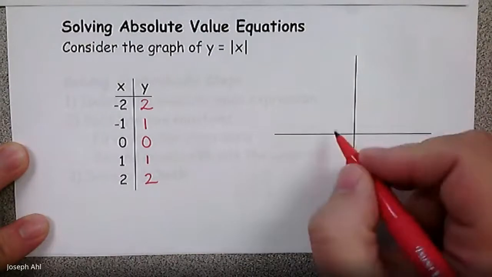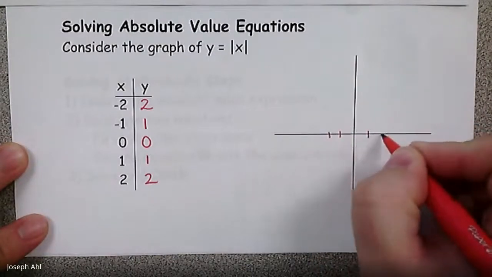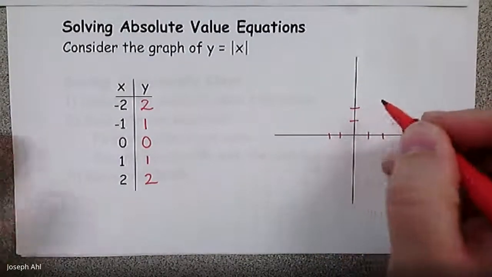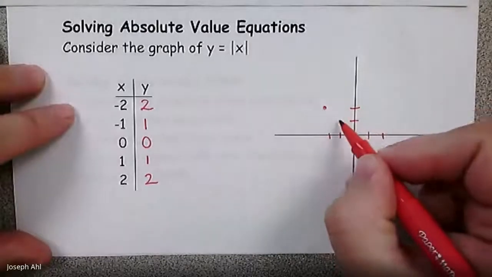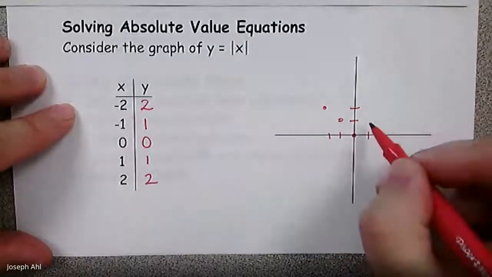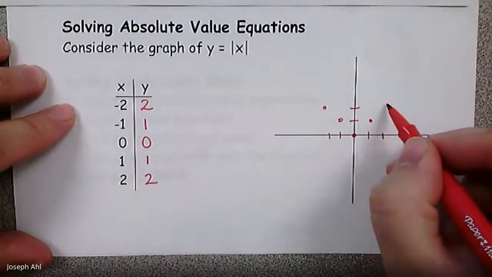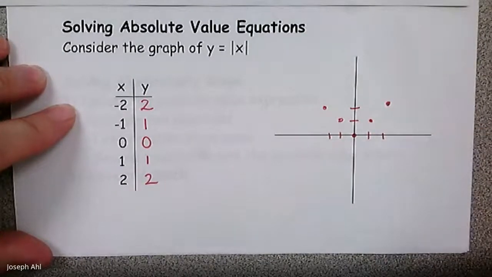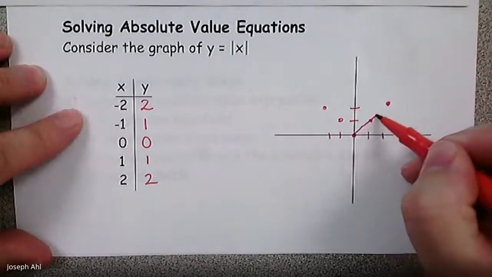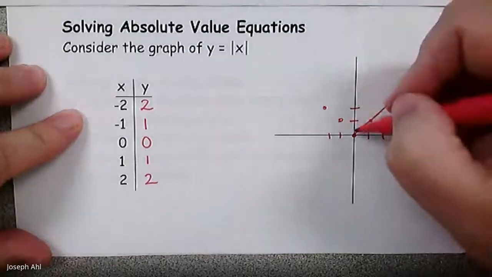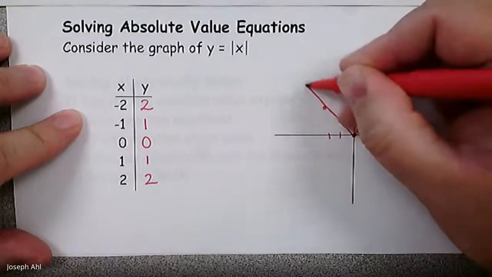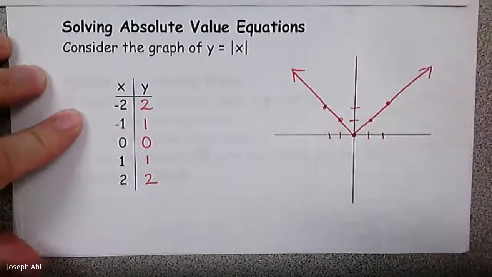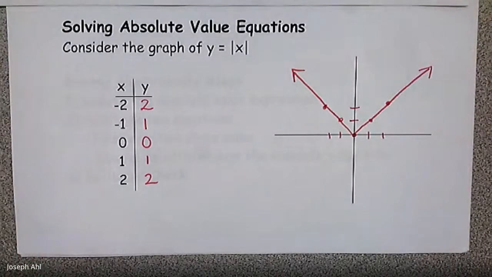If I were to start plotting this, just to get an idea of what the graph looks like, we would have -2, 2, and -1, 1, and 0, 0. And then it would turn around and start heading back up again: 1, 1, and 2, 2. And what that does for us is it creates this V-shaped looking graph. So even if you didn't remember exactly what it looked like, maybe you're now recalling that the absolute value of x does tend to have this V-shaped graph to it.